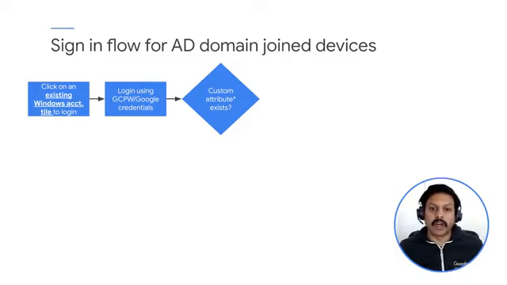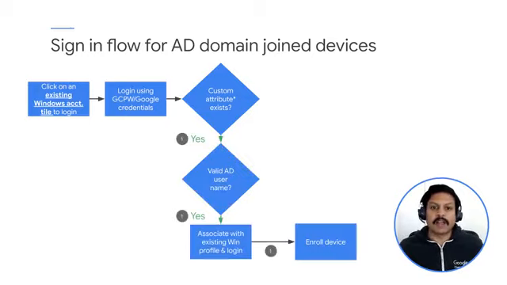Specifically, it looks for a custom attribute with this information, which the administrator can add to the user's Google account in the admin console. This is the way the admin signals to GCPW that they want to associate Google credentials with an existing profile. At this juncture, there are three paths. If the custom attribute exists and the value of the custom attribute is a valid Active Directory account, then the user's Google credentials are associated with that profile and the device is enrolled in Windows management.